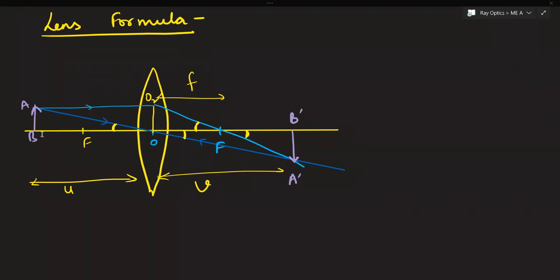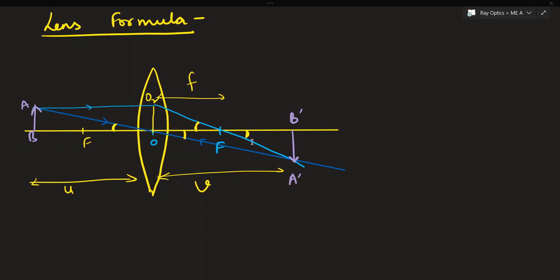First step is take the object. One ray will pass through the optical center, which will retrace itself. One ray will go parallel to the principal axis and it will get refracted by the lens at a particular point. Where both the rays will be meeting, where both the rays will be intersecting, that particular point will give you the image. So A dash B dash becomes the image, right?